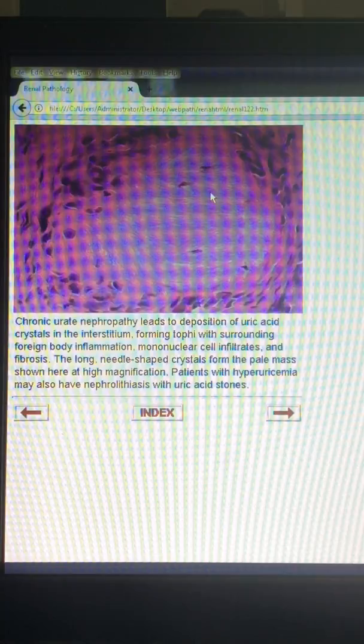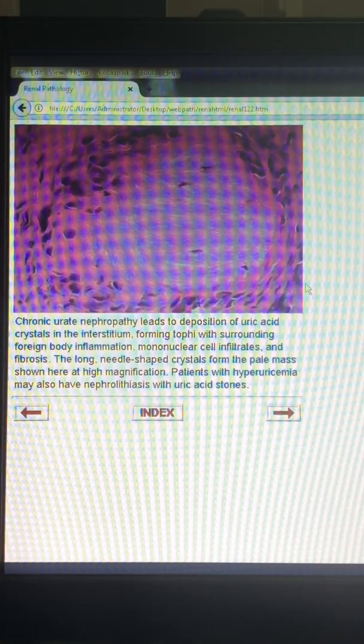Under the microscope, chronic urate nephropathy will be seen as needle-shaped crystals in the middle, surrounded by multinucleated giant cells, foreign body type, and mononuclear cells or lymphocytes with or without neutrophils. So again, the patient will present with hyperuricemia and sometimes nephrolithiasis or uric acid stones.